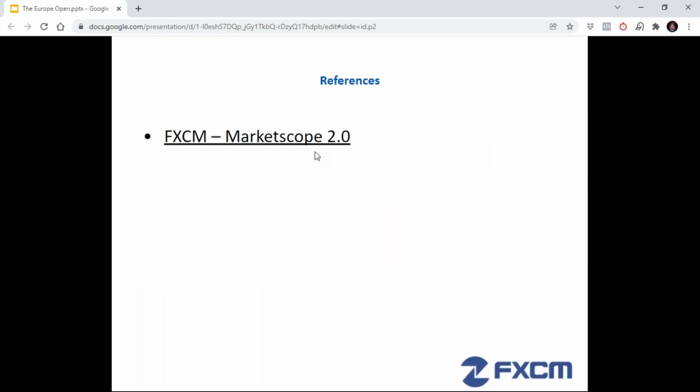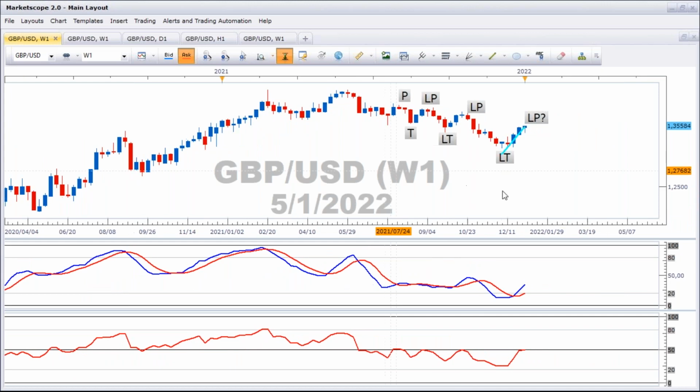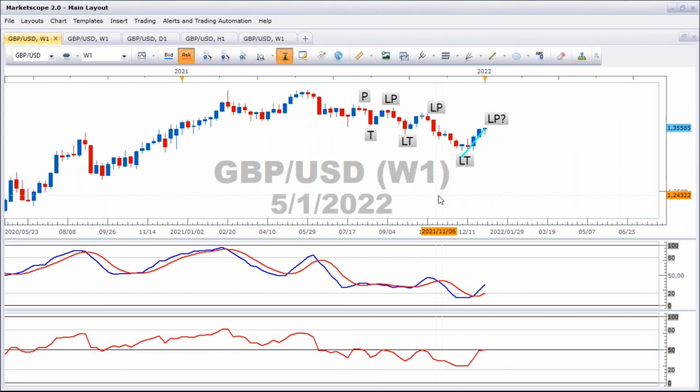So we'll be using FXCM Market Scope 2.0. And what we'll try and do is put on a scalp for today. We'll put it on a demo account. On Wednesday, we'll do a live trade on a live account for the non-farm payroll.